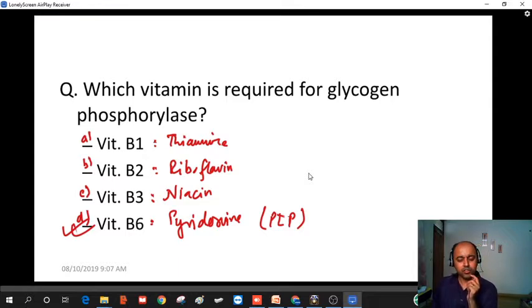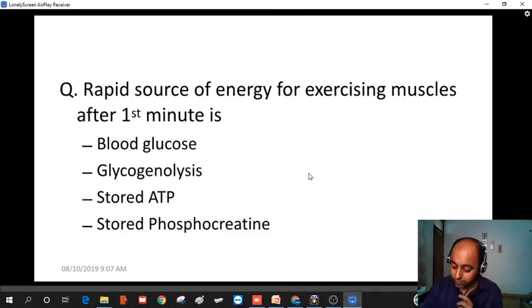About the uronic acid, we don't need to go into the detail of the pathway. Only thing you need to know is what exactly is uronic acid. We had briefly mentioned in the glycosaminoglycan, they are the oxidized monosaccharides. Beyond that, you don't need to know the details. They are generally not asked. Let's move on to the next question. Very good. The answer is B6, that is pyridoxin. We had done this question.